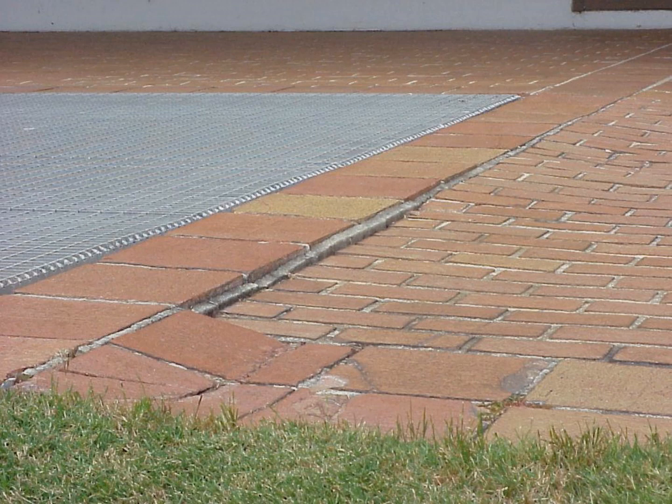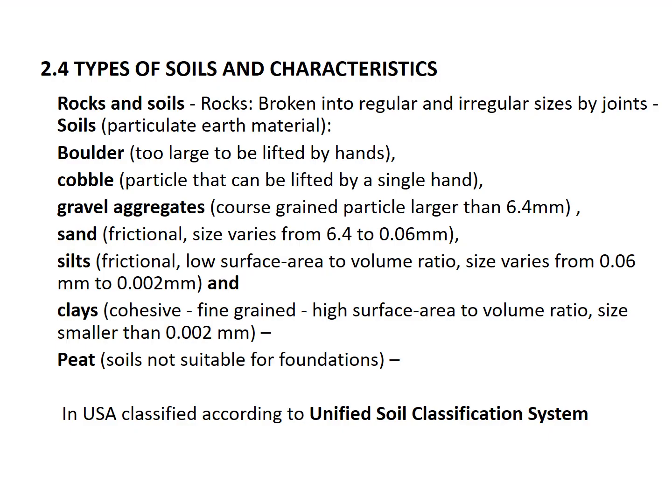So, types of soils and characteristics. Well, rocks and soils: rocks are broken into regular and irregular sizes by joints. Soils are usually particulate earth material. And boulders, well, they're too large to be lifted by hands. We know that is a different terminology used in soil. It doesn't mean the large extreme boulders, but anything that's just too large to be lifted by hands. Cobble is another one, which is a particle that can be lifted by a single hand.